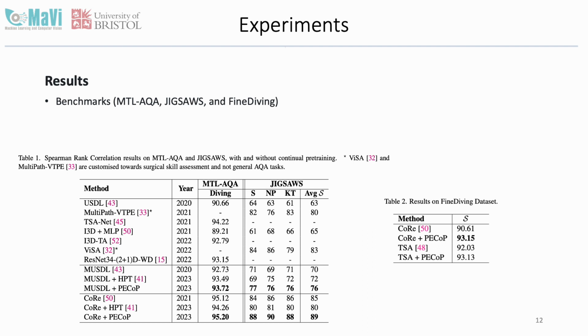In Table 2, we present results on the FineDiving dataset. Here we compare the CoRe and TSA methods with and without the PECoP enhancements. TSA plus PECoP showed a slight improvement over TSA alone, but it's the combination of CoRe plus PECoP that achieves state-of-the-art performance on this dataset.